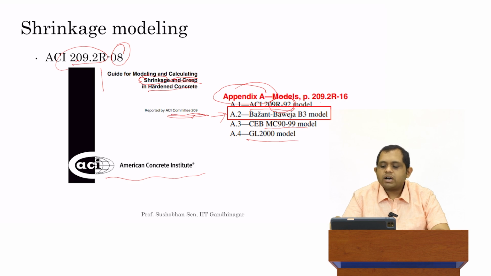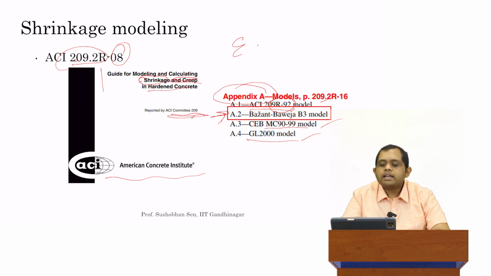So we're not going to talk about 1, 3, and 4 in class. I welcome you to get a copy of this document, look through it, and understand these yourself. They're quite interesting in how they do the analysis and the assumptions. What we will focus on in today's lecture is A2, which is the Bazant Baweja B3 model. How can we use it?